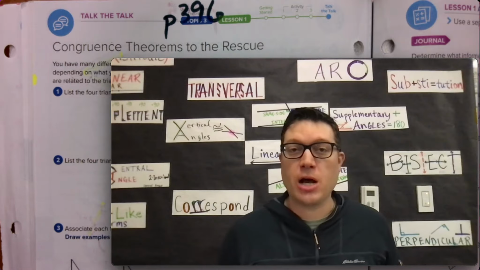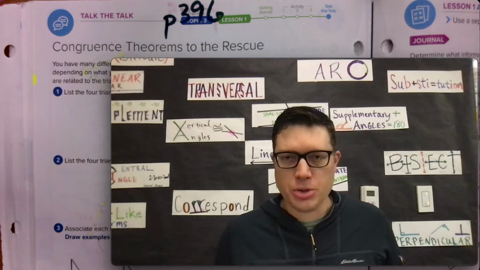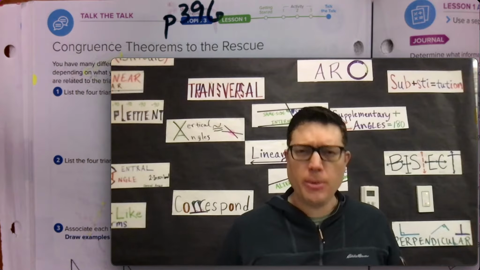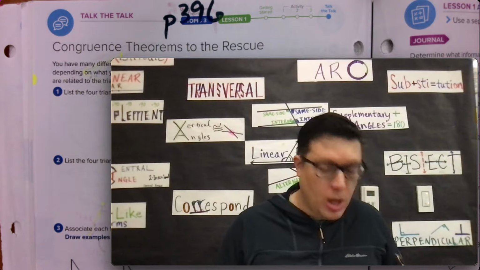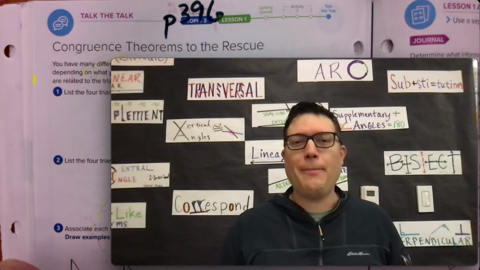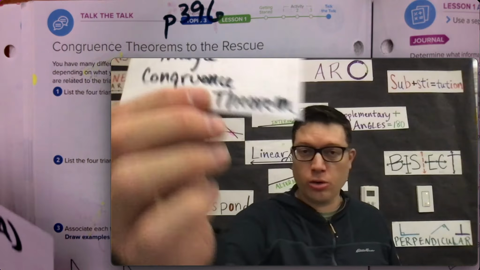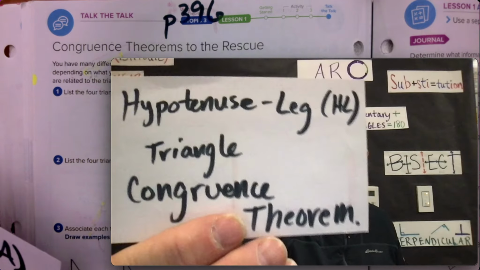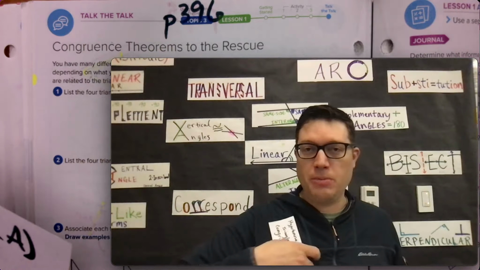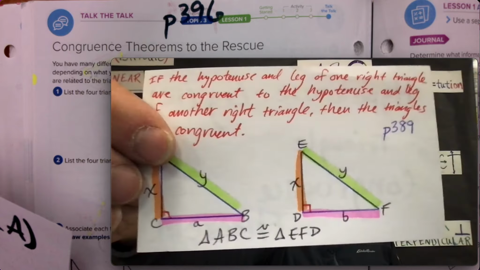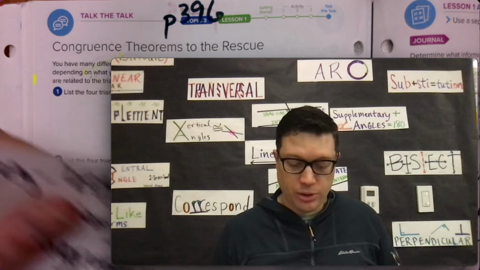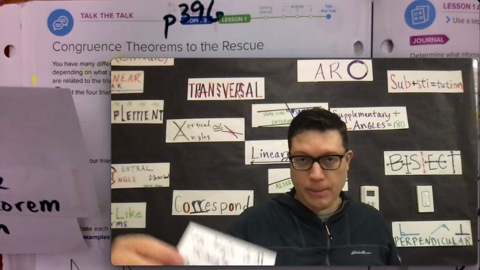We are going to finish out this lesson and move one step closer to finishing out this textbook, but also kind of wrapping up a concept. We've been talking about hypotenuse, leg, angle relationships that prove that triangles are congruent. So I have this card, hypotenuse leg triangle congruence theorem. It was made with notes from page 389. Of course, at any time along the way, stop the video and copy down what you're missing.